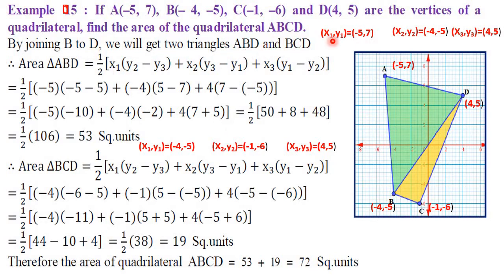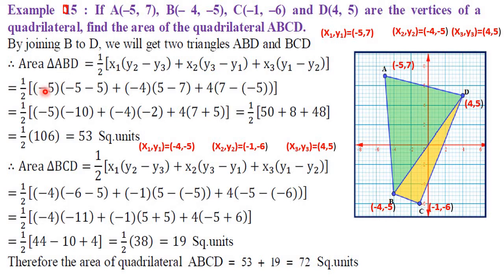So let us take the points. The coordinates of A are (-5, 7), the coordinates of B are (-4, 5), and the coordinates of D are (4, 5). Let us consider these as (x1, y1), (x2, y2) and (x3, y3) for the triangle ABD. So the area of the triangle ABD is equal to, as we already know, the formula: half into x1 into (y2 minus y3) plus x2 into (y3 minus y1) plus x3 into (y1 minus y2). Now let us substitute the values of the coordinates in this formula.